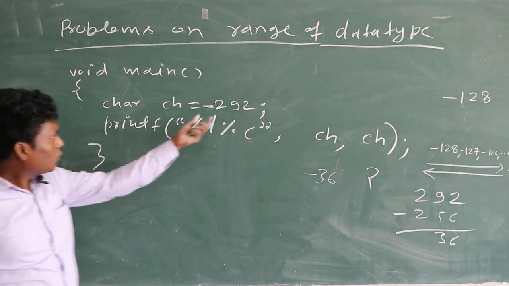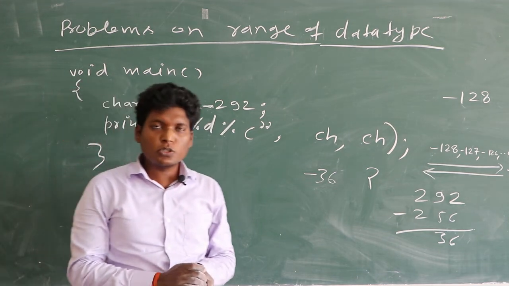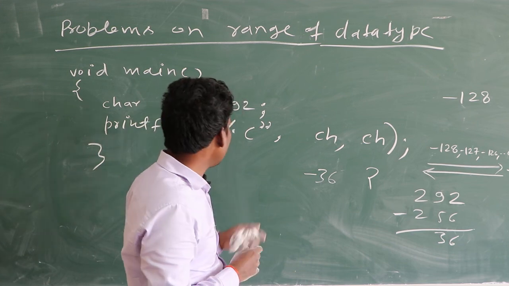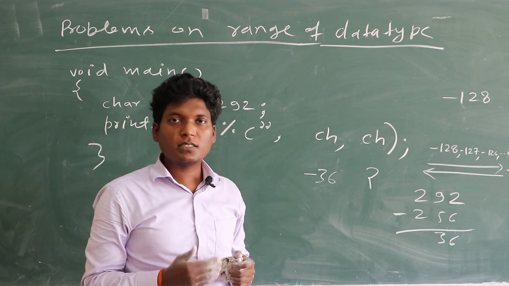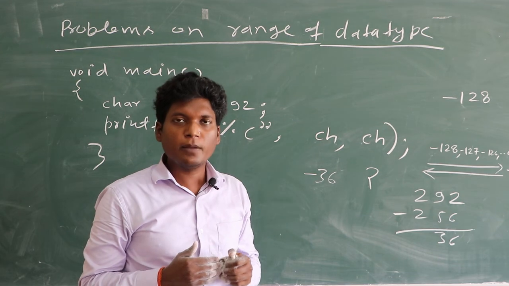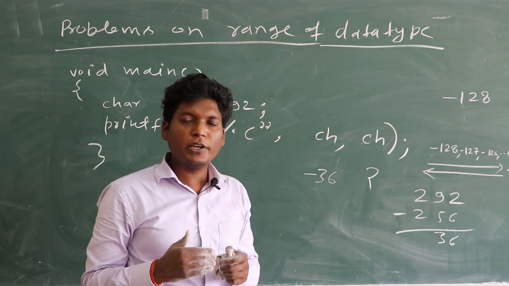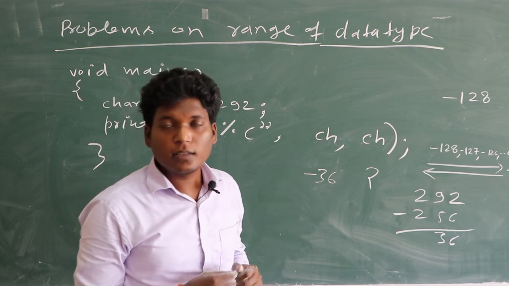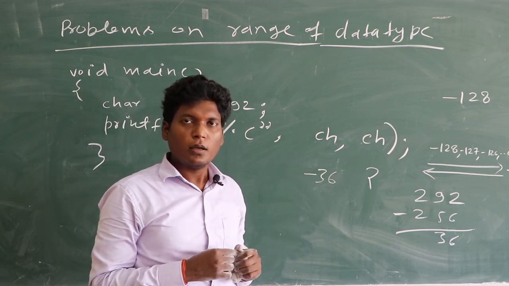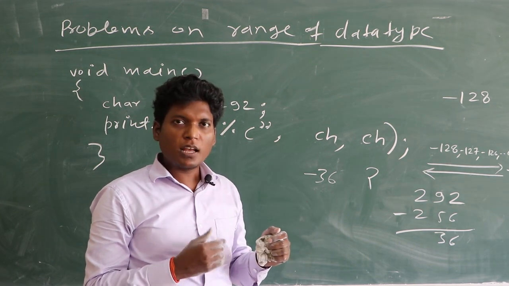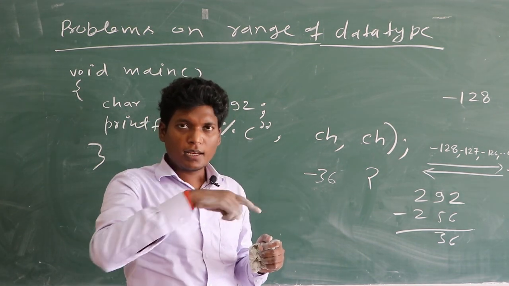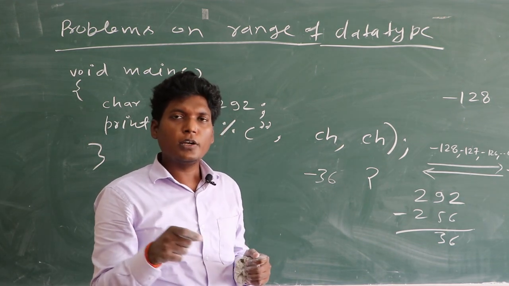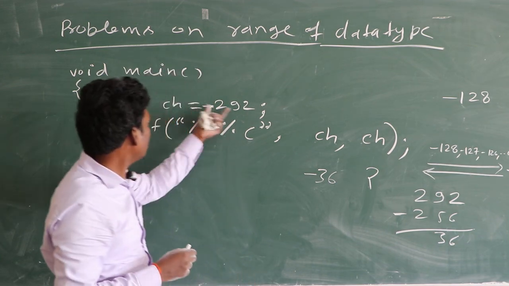So when 292 is positive, you reduce 292 within the range of signed char by going +1, +2, +3, +4, up to +127. After +127, when you increment one value, it will go to -128, then -127, up to -1, again 0. If the value is larger, then repeat this cycle again and again. When you are at the final position, that value will be the reduced value which is assigned to CH.